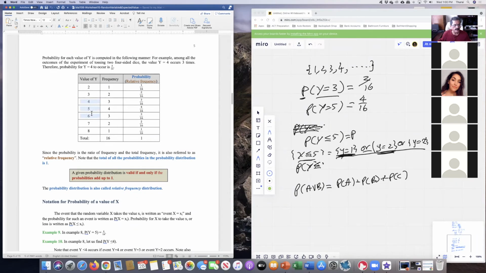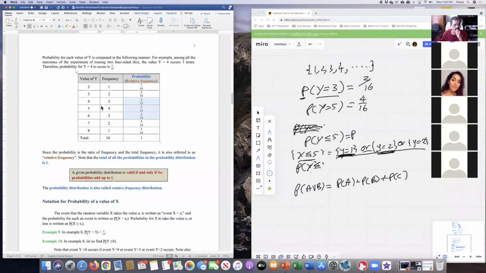So the probability for y equal to 4 is this. The probability for y equal to 5 is this. Y equal to 6 is this. So do you see that? We need to add up these numbers. Okay. Ari, Pasha, you got it? Yes, Professor. All right.